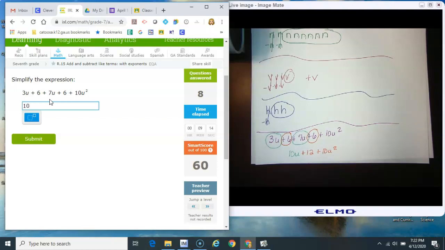So 10u plus 12 plus 10u, push this button for my exponent 2. And then remember, if I was to type something after it, if I just hit the space bar, then it would go back.